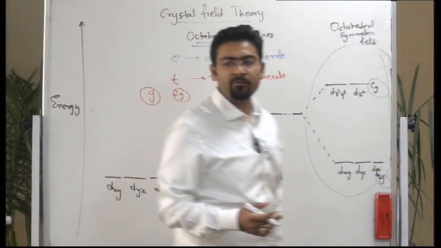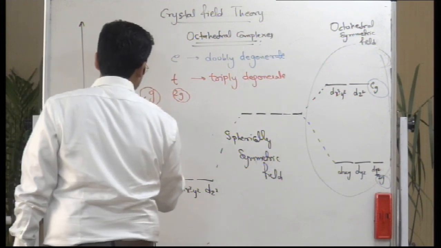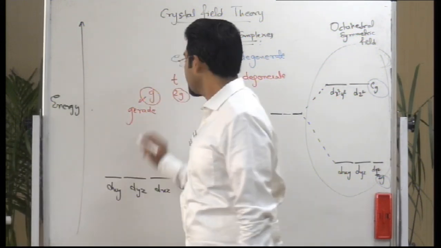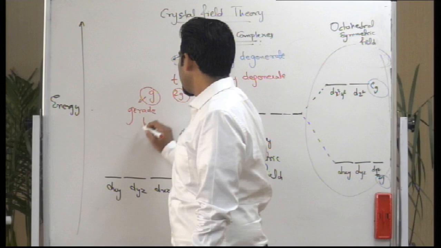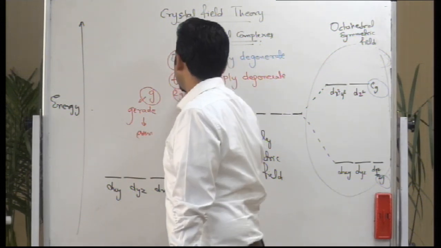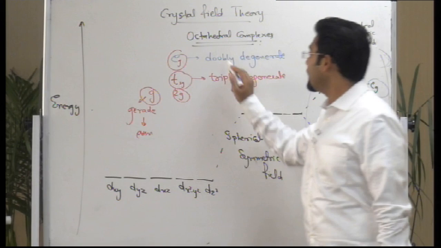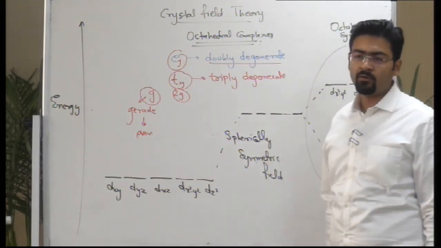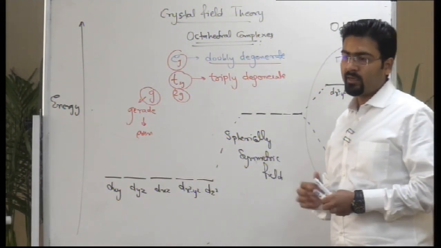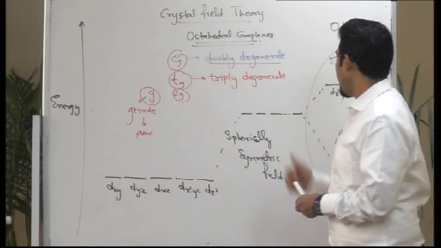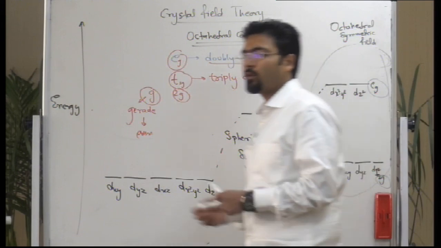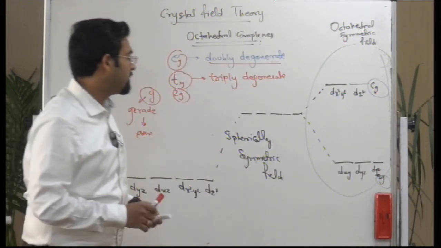So g stands for gerade, which means even. So this terminology of Eg and T2g refers to doubly degenerate orbitals which have some kind of symmetry, and again T2g also stands for triply degenerate orbitals which have some sort of orbital symmetry, right?